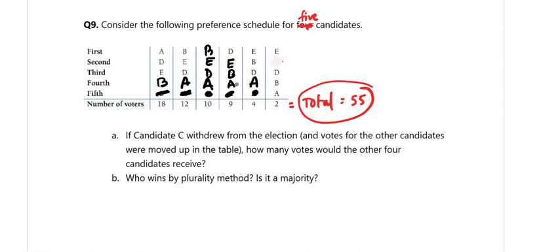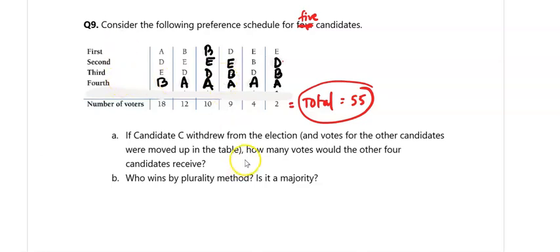Now this is going to be A here. Here E is in 1st position in the last column. Now this is going to be D, this is B, this is A. So pretty much the 5th column is gone. That's how you move the candidates up, and you have only 4 choices here.